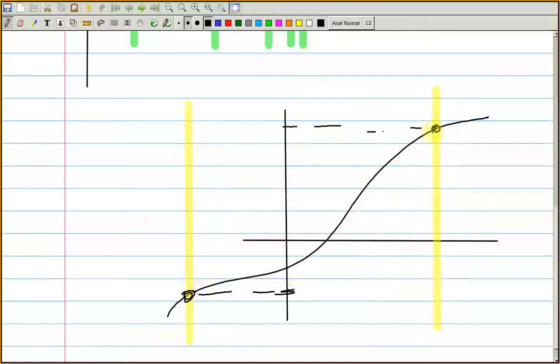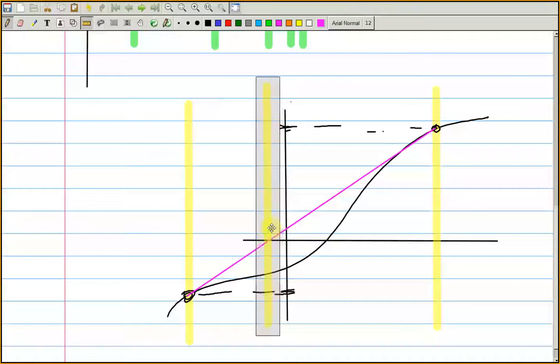False position says we expect the answer to be closer to the one that is closer to 0. So the negative side is closer to 0 than the positive side. Everybody see that? This is closer to 0. Or if I draw a line between the two of them, you realize that it intersects closer to the left side than the right side. So they say, therefore use the value where it intersects as the guess.